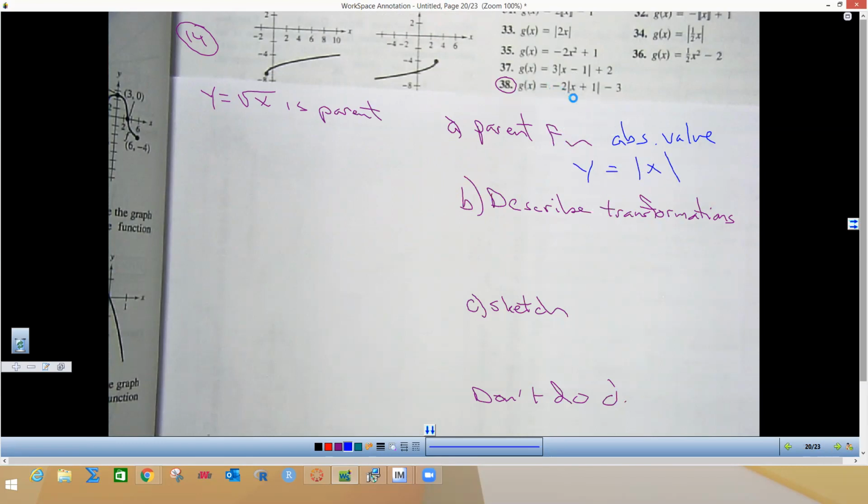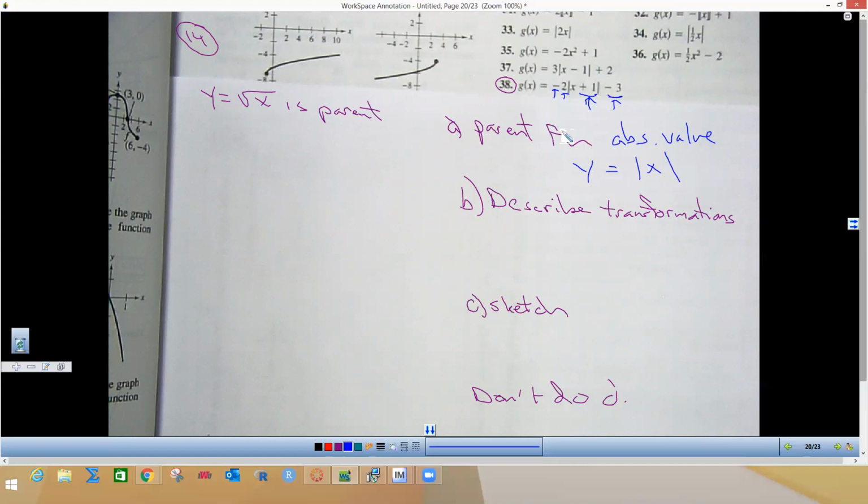So I want to look up here, how many things have changed? Well, this is one thing that's changed right there. Here's another thing that's changed. The 2 in front has changed. The negative sign in front has changed. So there are 4 things that are different up here from this graph. So I'm supposed to tell all 4 of those.